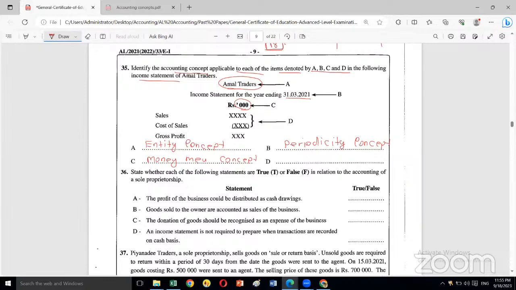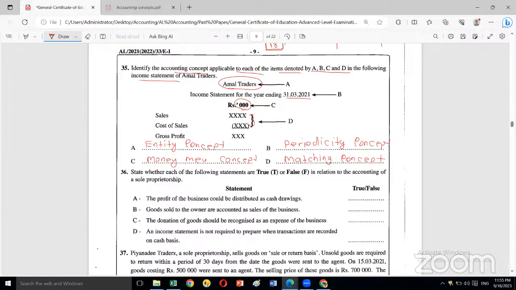And after that, here you can see they are matching the sales with the cost of sales. Current year sales, they are matching with the current year cost of sales. They are matching income with expense. They are matching the current year income with the current year expense. What is that concept? Very good, the matching concept. What is the concept? Matching concept.